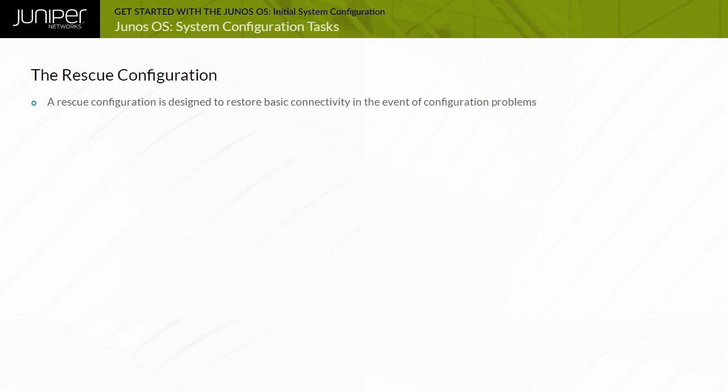A rescue configuration is a user-defined known good configuration that is designed to restore connectivity in the event of configuration problems. It is recommended that the rescue configuration contain the minimum elements necessary to restore network connectivity. For added security, the rescue configuration must include a root password. By default, no rescue configuration is defined.